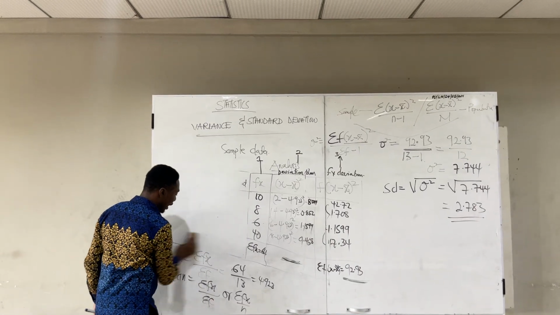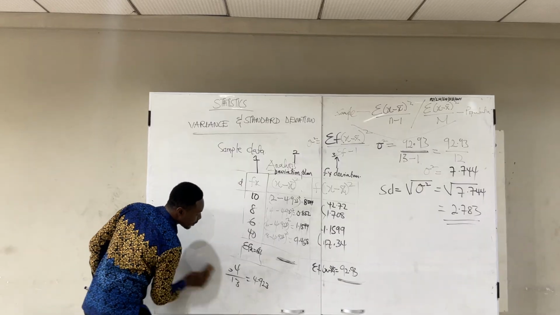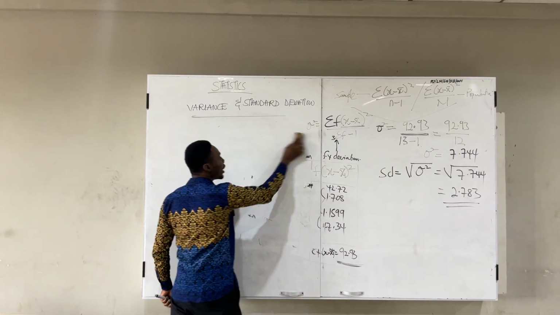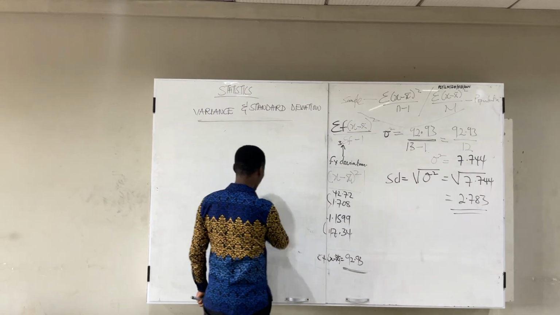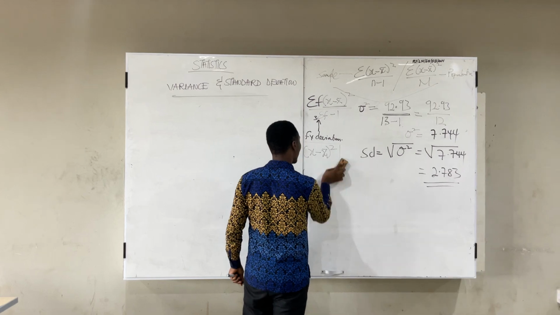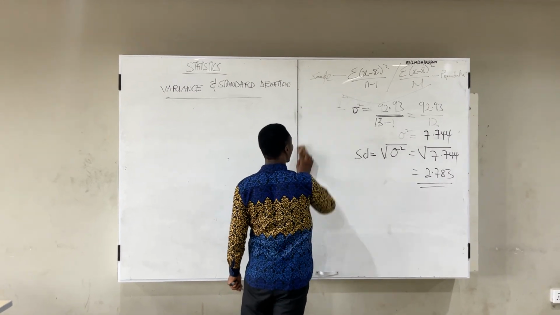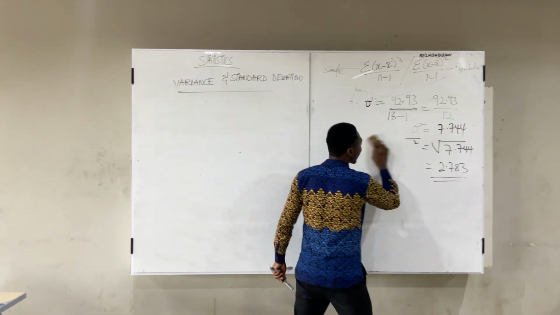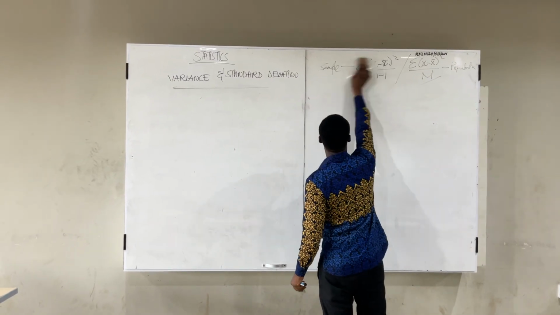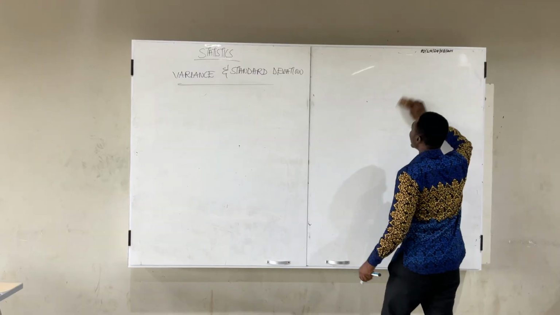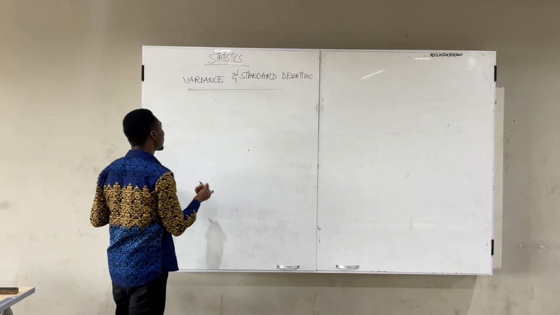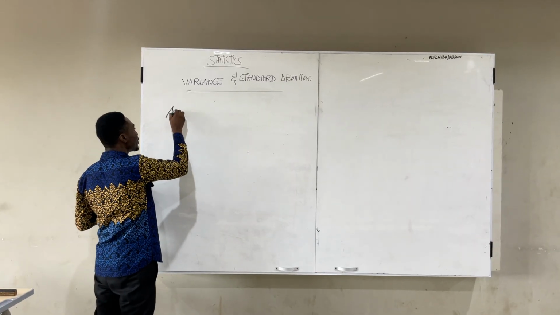So now we will look at how to calculate variance in a group frequency distribution. Okay, so let's do a typical example. Let's use the same age.